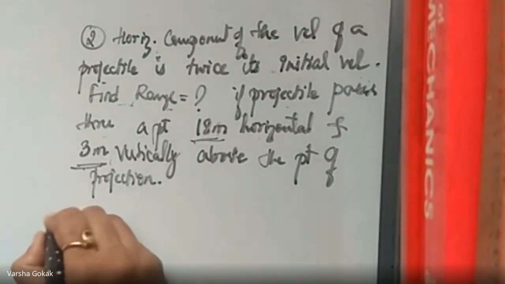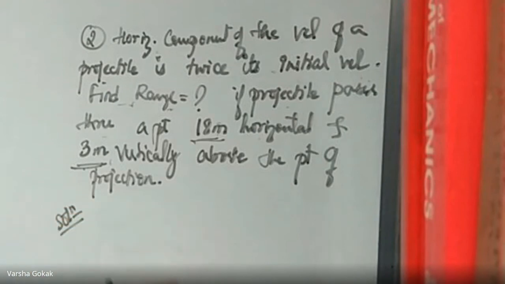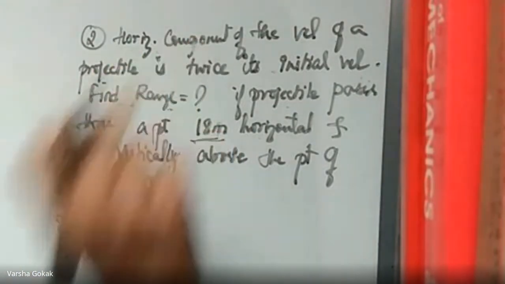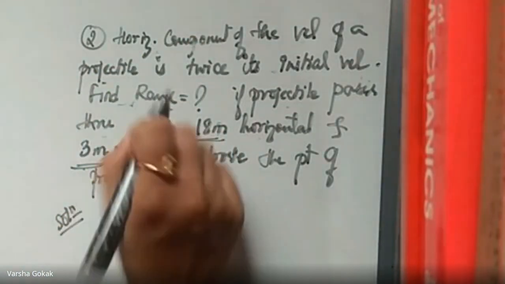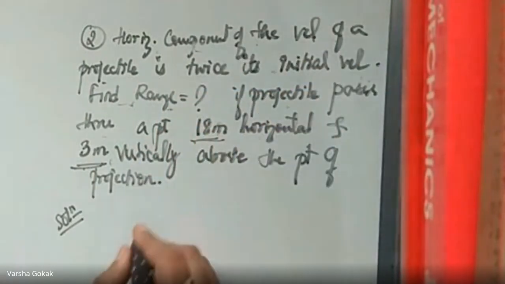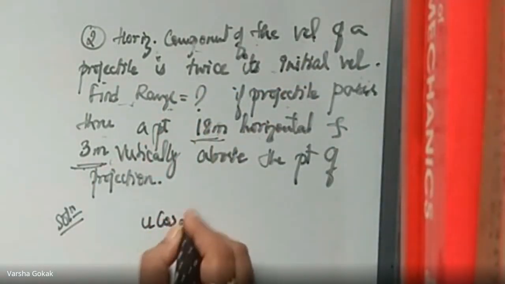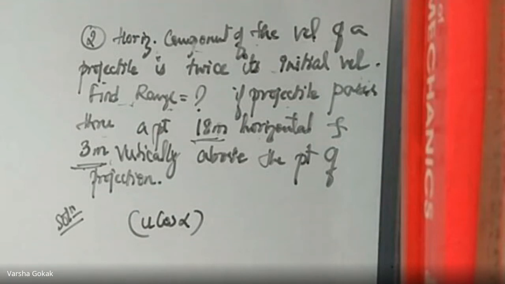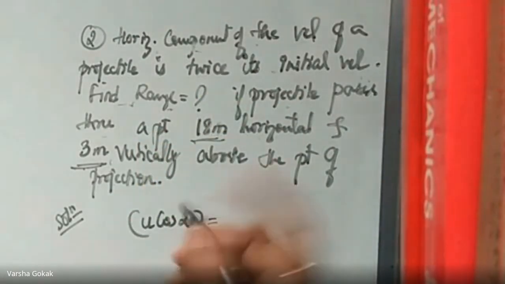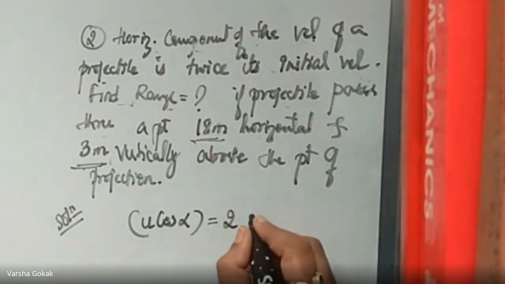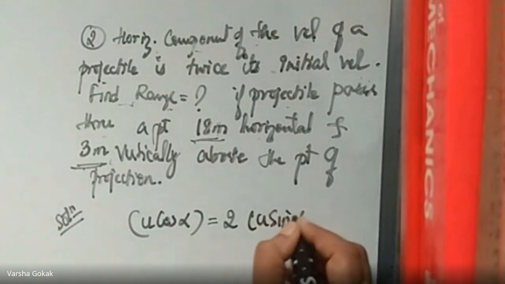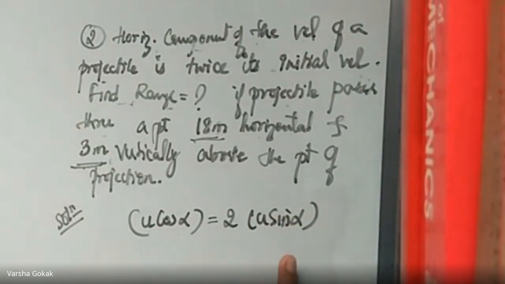So before that, I think all of you have taken down the question along with me. Let's first try with the condition for this. What is the horizontal component of velocity? U cos of alpha. Horizontal component is twice the initial velocity component, so 2 times U sine of alpha. This is nothing but U cos of alpha is equal to 2U sine of alpha.